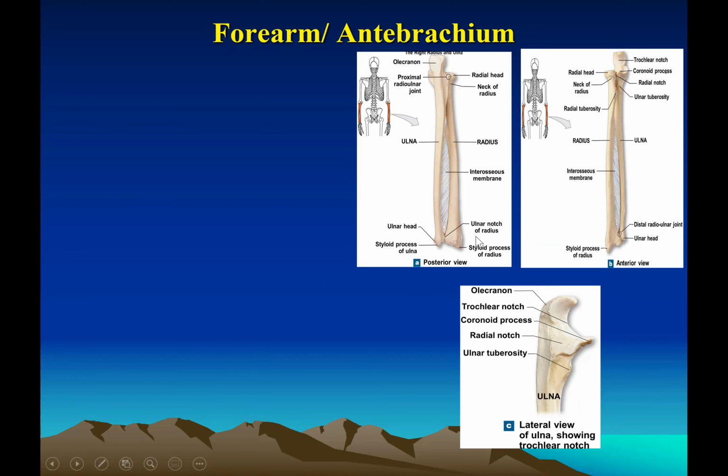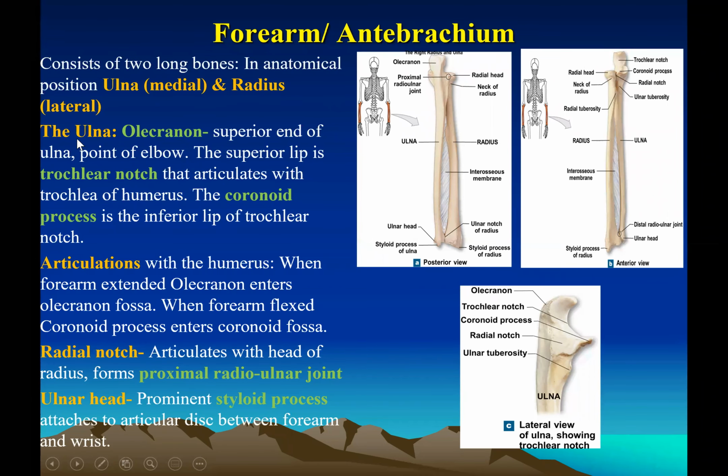In the ulna, some of the main things: the olecranon is the superior end of the ulna that makes the point of your elbow. The olecranon. So here's a close-up. You can see the olecranon process. And then there is a trochlear notch, this U-shaped notch, a coronoid process, a radial notch, and the ulnar tuberosity. These are all vital for all the articulations that happen with the ulna.